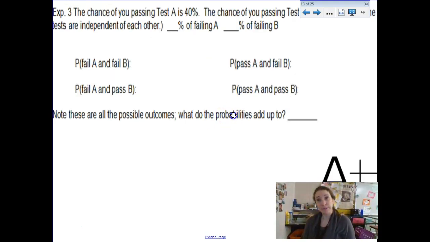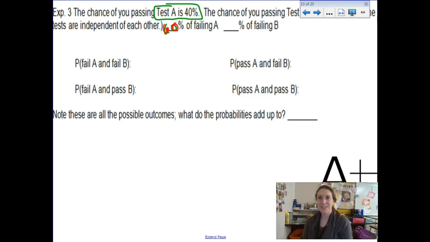This question is very depressing. So you have test A and test B, and you have a 40% chance of passing test A. So that tells me we have a 60% chance of failing test A. I should write that in red. Fail. Unless we want to fail it. I don't know. Maybe it's one of those.